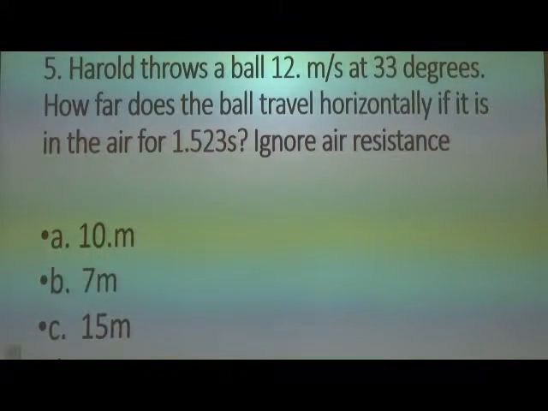Alright, let's get to number 5. We have a problem. Harold throws a ball at 12 meters per second at a 33-degree angle. How far does the ball travel horizontally if it is in the air for 1.523 seconds? And you need to ignore air resistance. So right now I want you to find out what is important here. List your givens right now.